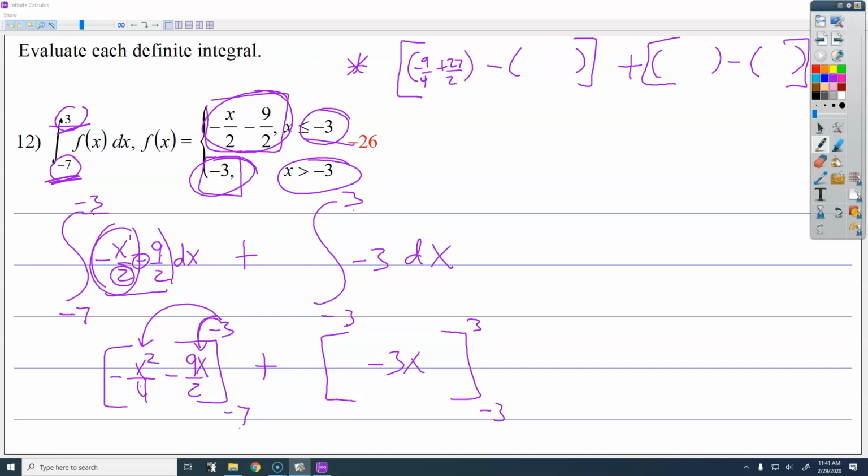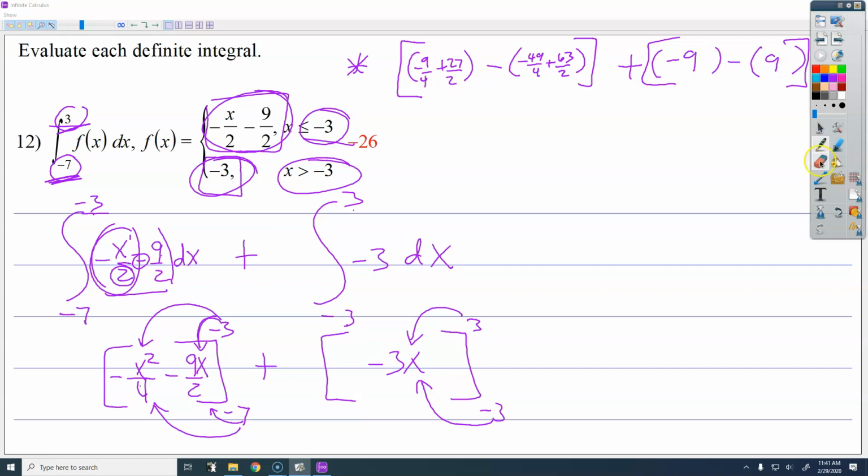Then we're going to repeat for the next number. Plug in the 7 here and here. That's going to give us -49 over 4, and then plus 63 over 2. And now we're going to repeat all that for this other integral over here. We're going to plug in the +3 to get -9. We're going to plug in the -3 to get a +9.